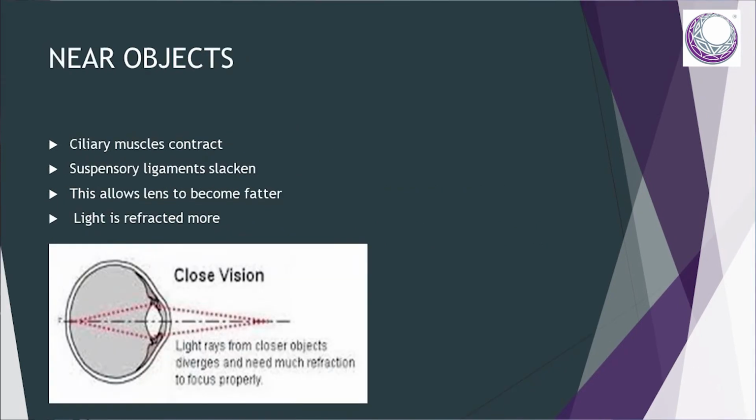Let's look now at when one is looking at a near object. Ciliary muscles contract, suspensory ligaments slacken, they become less tight. This allows the lens to become thicker or fatter, and light is refracted more to focus onto the retina, thereby focusing a near object.